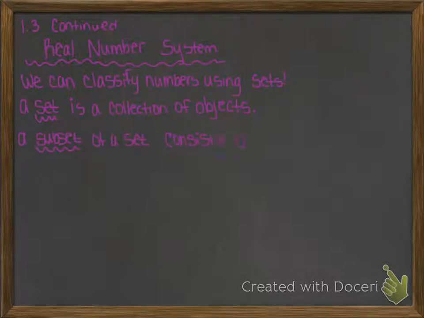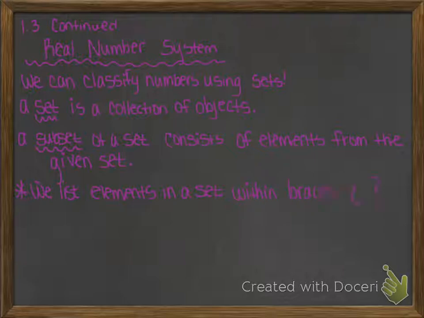Next, a subset of a set consists of elements from the given set. Okay, so back to our example of our silverware drawer, if we had the collection of objects in our silverware drawer, a subset would just be a few pieces from the set. So maybe a subset would be just forks and spoons. And then one thing to note, we list elements in a set within braces, and those are going to be curly braces.